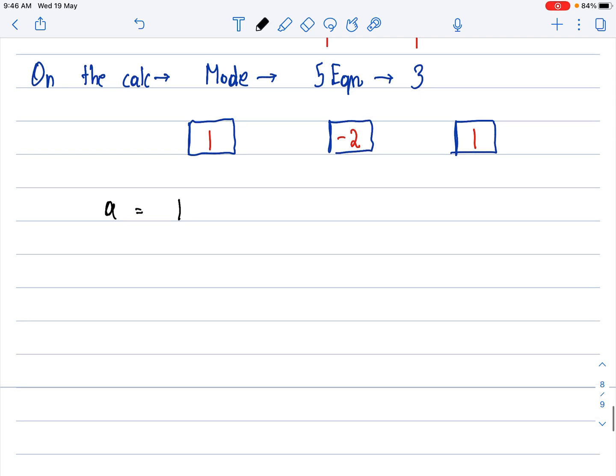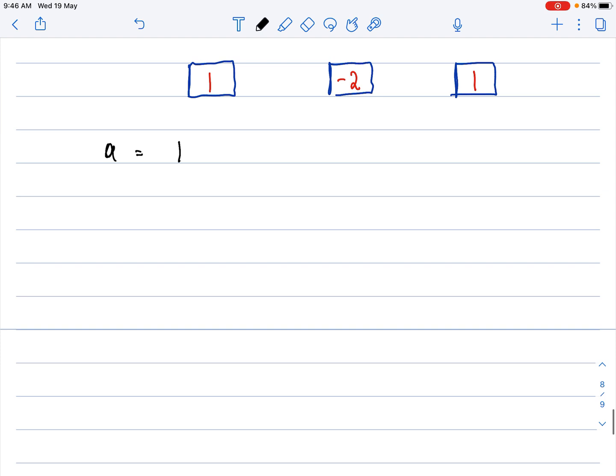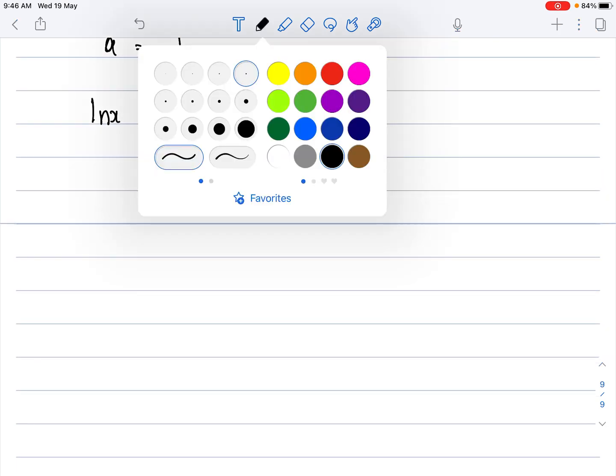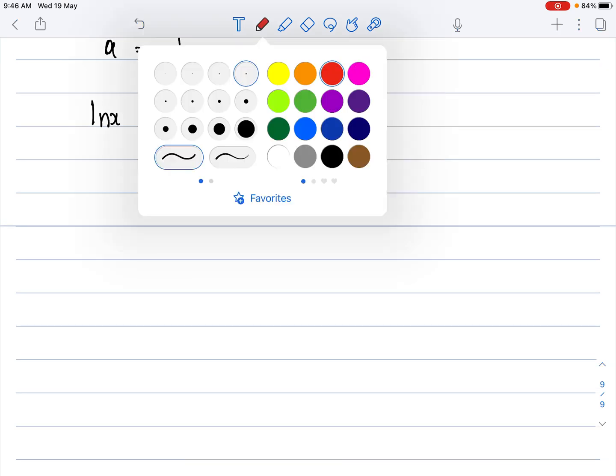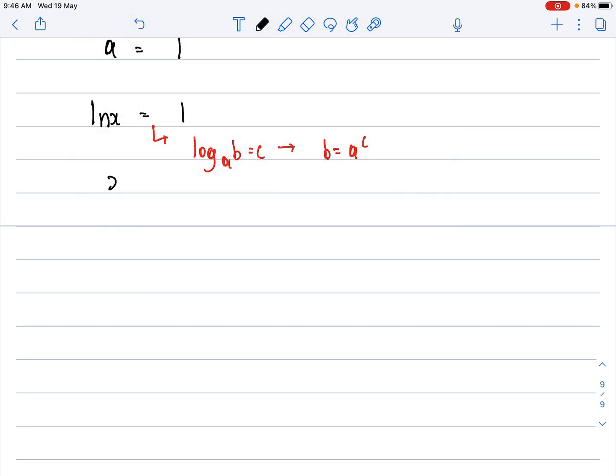Now you write this as, you know a is basically ln x, which is equal to 1. You know one important log property, which suggests that log of b with base a equals c can be written as b equals a raised to c. So I can write x equals, the base for ln being e, e raised to 1, which is simply e.